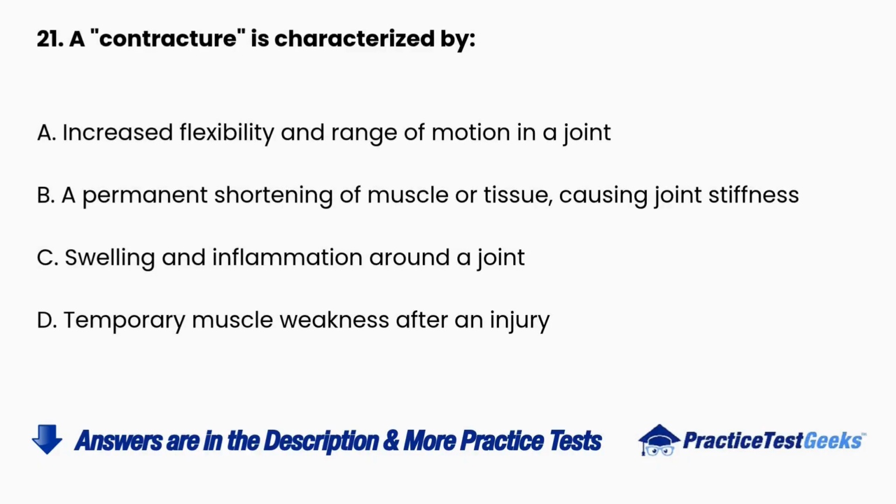21. A contracture is characterized by: A. Increased flexibility and range of motion in a joint. B. A permanent shortening of muscle or tissue, causing joint stiffness. C. Swelling and inflammation around a joint. D. Temporary muscle weakness after an injury.